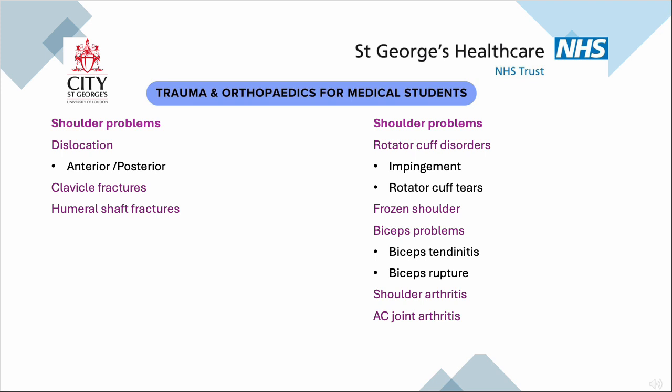we'll look at some of the more chronic problems, so rotator cuff disorders, frozen shoulder, some biceps problems, shoulder arthritis, and finally arthritis of the AC joint.